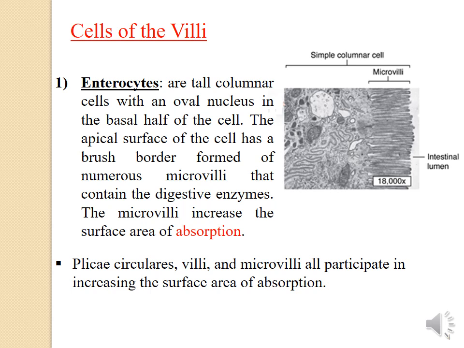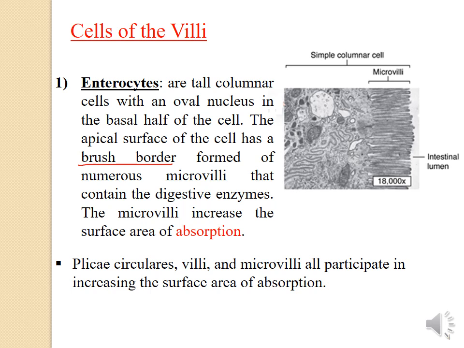Enterocytes are tall columnar cells. These are the cells that form the simple columnar epithelium that lines the small intestine. So enterocytes are tall columnar cells, and of course they have an oval nucleus which is usually located in the basal half of the cell. The apical surface of the cell is characterized by the presence of what we call brush border, which is actually formed of numerous microvilli that contain the digestive enzymes.